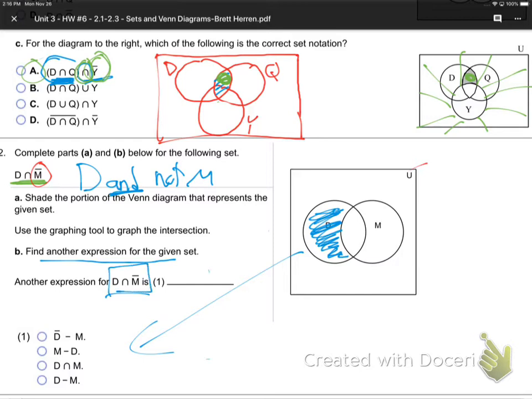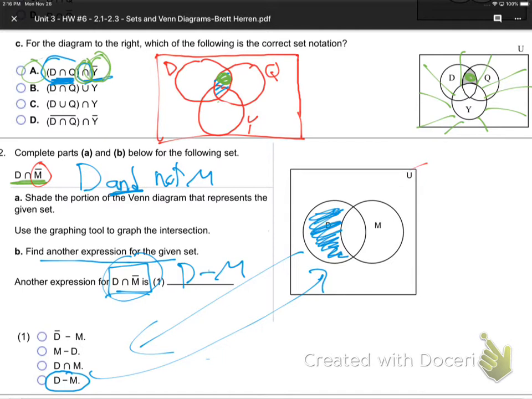We know that this is D overlap not M, D and not M. But what's another way you can say that same thing? D minus M. Yeah, exactly. I was thinking the other way, but you're right. D minus M, because it's all circle D, take out the M. That's another way to say the same thing. See how that would be the same shading? So they're saying D and not M is the same as D minus M. It's another way to say the same thing.